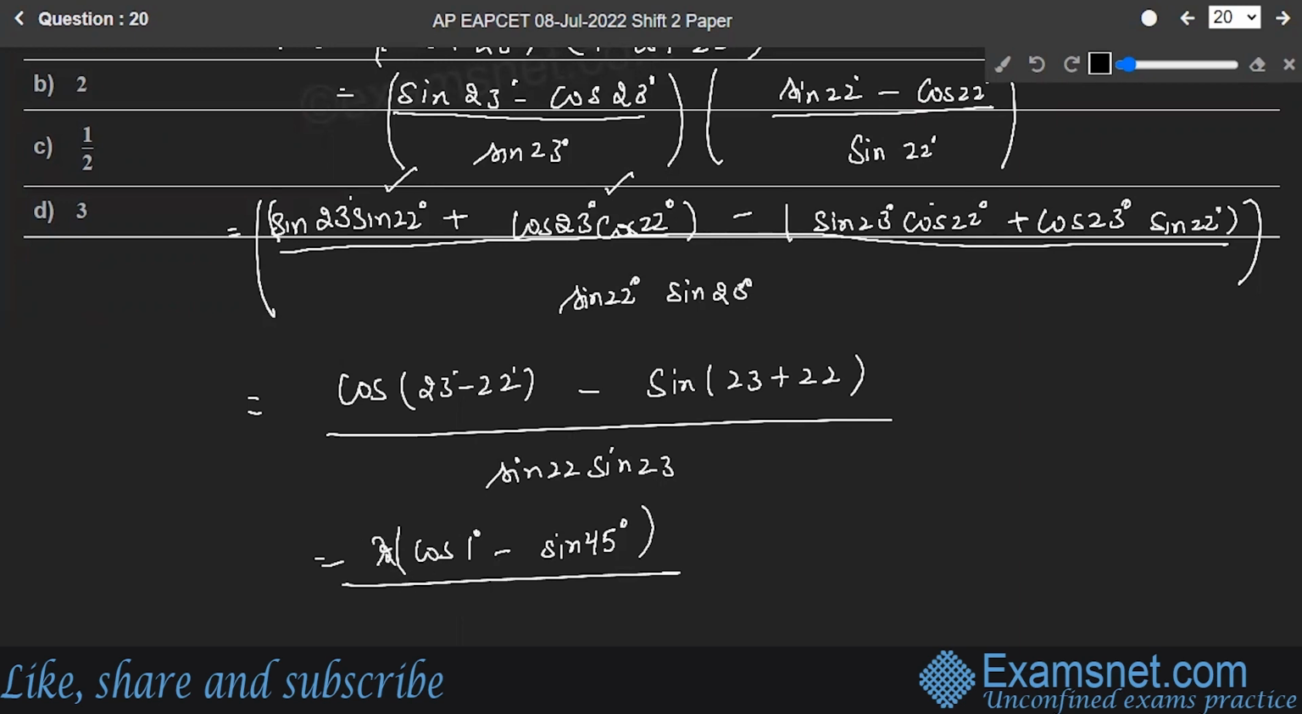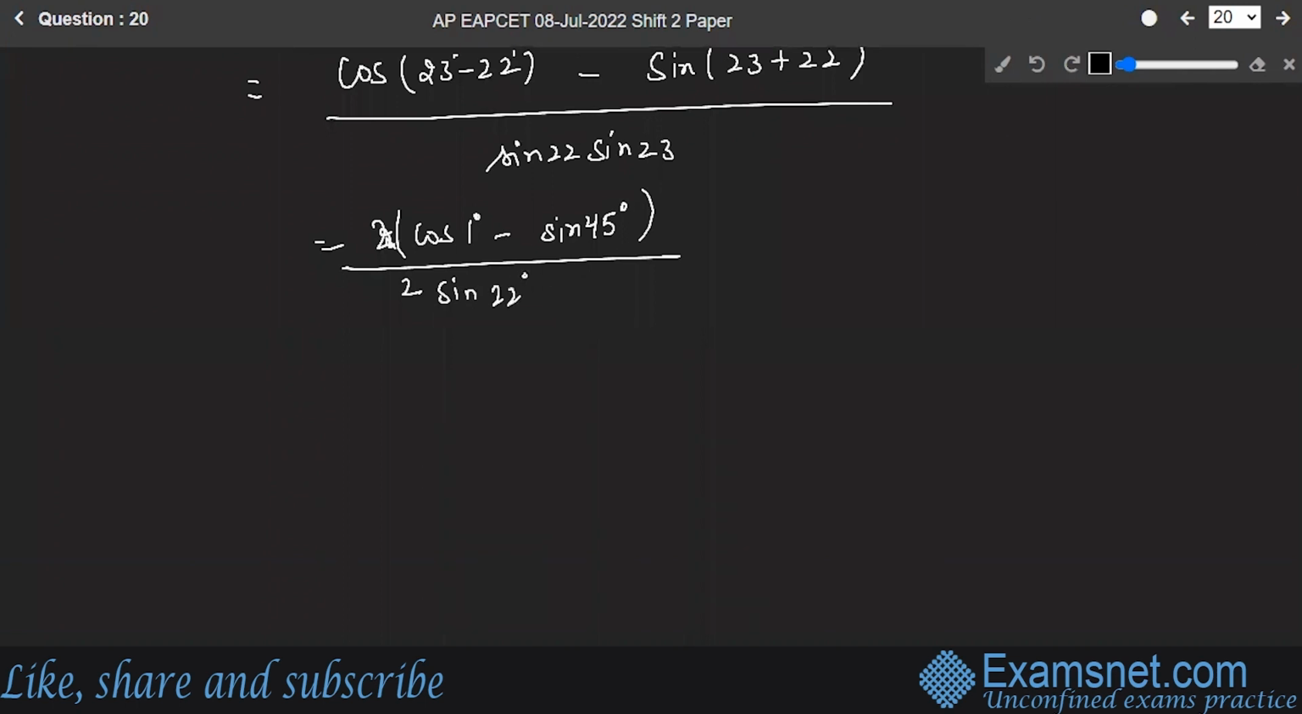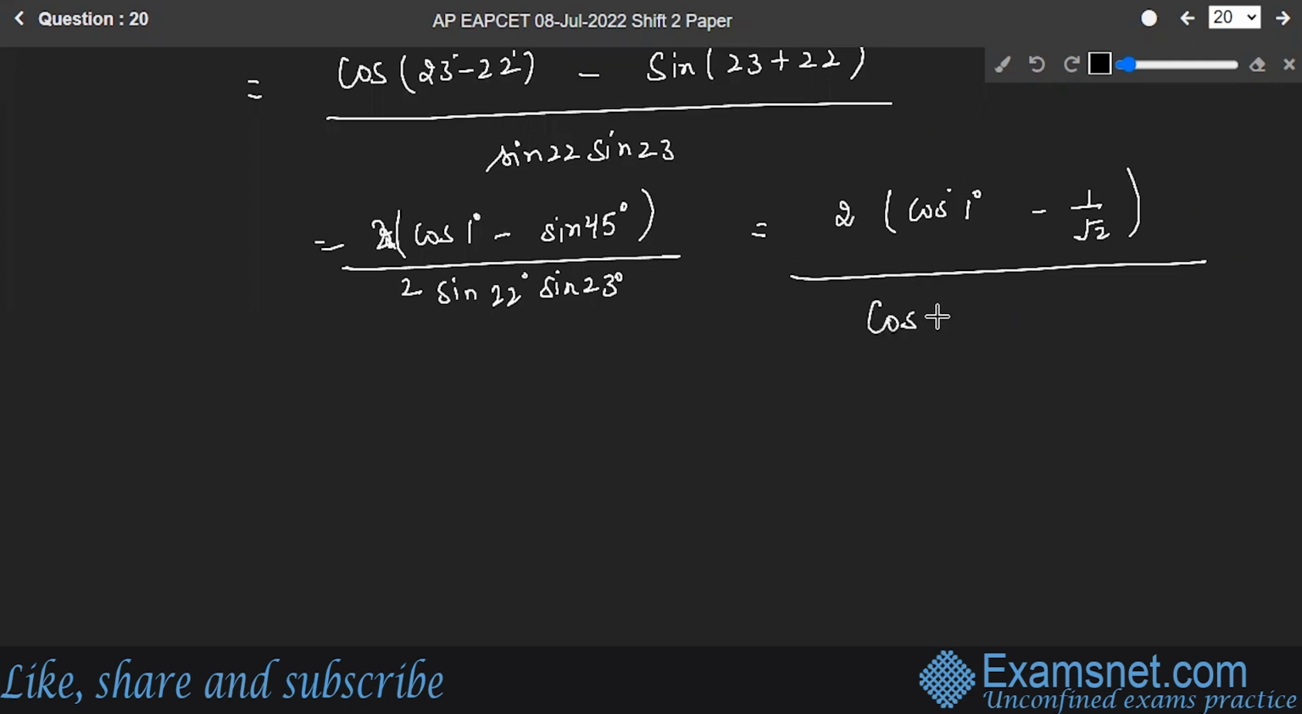Now let's multiply the numerator and the denominator with 2. So you are having over here 2 sine 22 degree sine 23 degree. I hope you're clear till here, right? So now this can be written as 2 cos 1 degree minus sine 45, which is given by 1 by root 2, whole divided by 2 sine A sine B. This is the formula: cos A minus B, that is 23 minus 22, that is 1 degree, minus cos A plus B, which is 23 plus 22, that is equal to cos 45 degree.